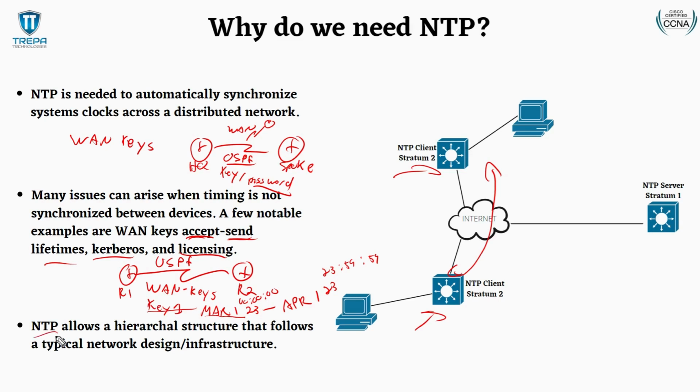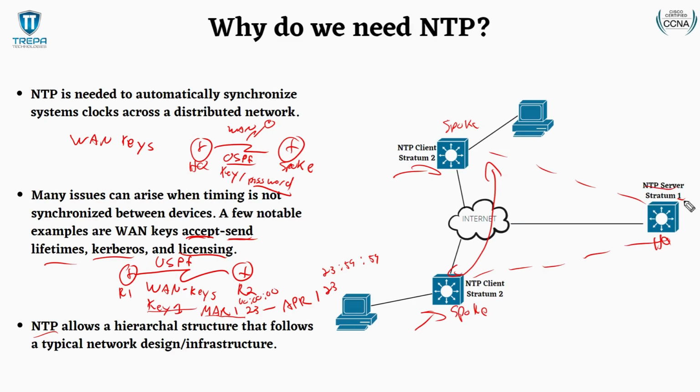And then NTP will allow a hierarchical structure that is going to follow a typical network design or infrastructure. So what we mean by that is, remember, the stratum levels dictate which timing is more accurate or more authoritative. So if we have this device right here at the internet edge, and these are the spokes, let's say this is HQ, these are the spokes, and we don't want them to get their timing out to the internet. We want them to build, let's say, GRE tunnels to the HQ and get its timing from this switch.